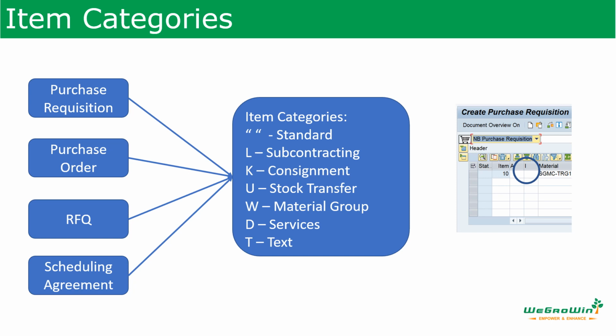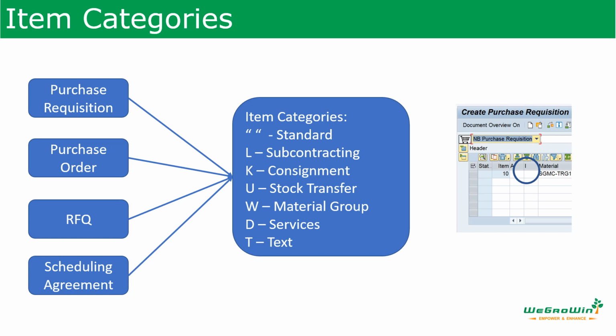The standard item categories that are defined include the following. Standard means these are used for materials that are to be procured externally. Normally, this is represented by a blank. And then subcontracting, which is represented by L. The finished product is ordered from a vendor. The components required for the vendor to make the product are sent to them, which are given as material to be provided items. That is subcontracting.